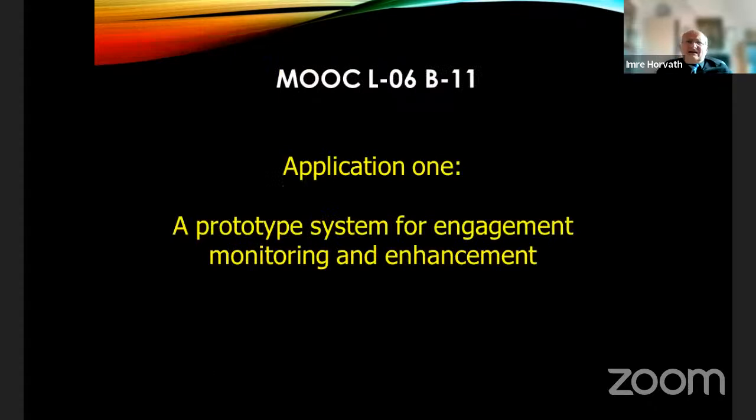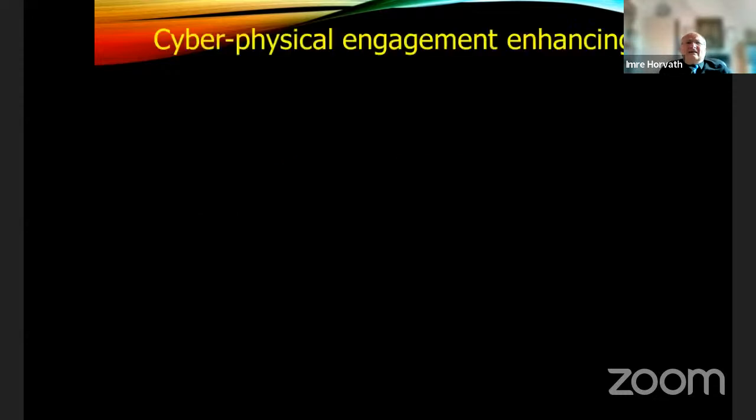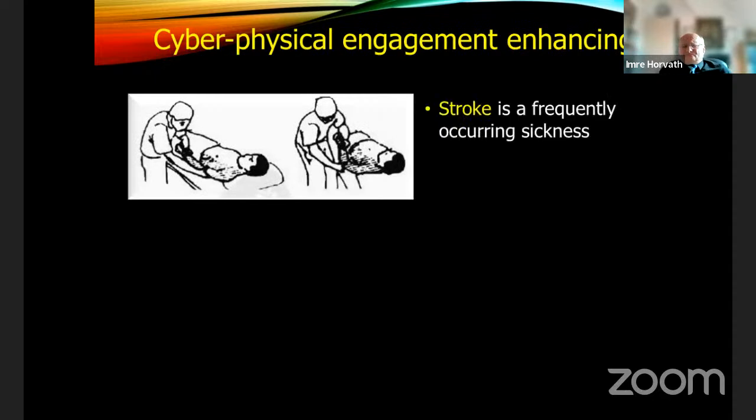The first application case that I mentioned was the engagement monitoring and enhancement system. This is the work, and I am very grateful and proud of him, of Chong Li from China, from Tsinghua University, and we published a lot, and we are still in contact. His original topic was research into cyber-physical engagement and how to enhance engagement in the field of stroke rehabilitation. Most probably you know that stroke is a frequently occurring sickness.